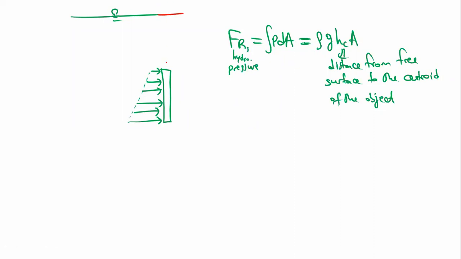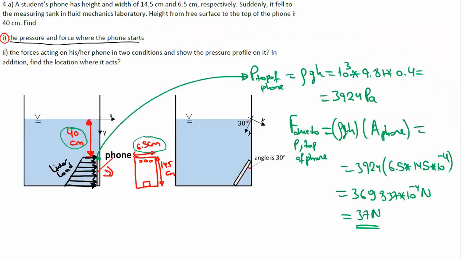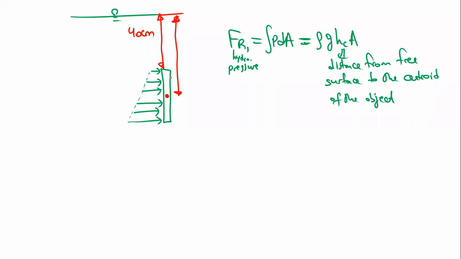This is the free surface. This is the centroid of the phone. You can see the centroid of the phone. I should find this distance here. Okay. And from the question, it says that this part is 40 centimeters. This part is 40 centimeters. And the height of the phone is 14.5 centimeters.